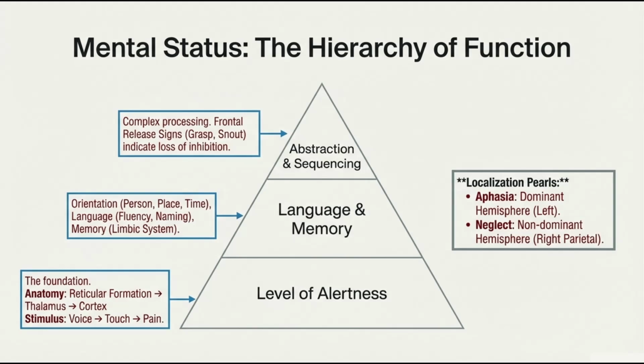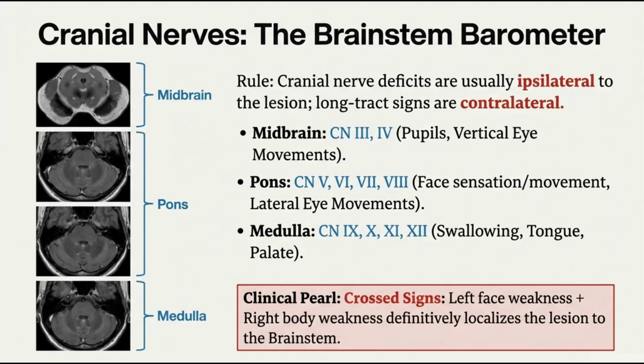All right, let's move down the anatomy. Slide 5. Cranial nerves, the brainstem barometer. And the visual is a nice schematic of the brainstem. Midbrain, pons, and medulla. The brainstem is extremely high-value real estate. It is the bottleneck for every single signal going up to the brain and every single command coming down to the body. It's the information superhighway.